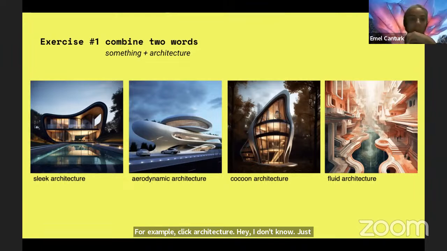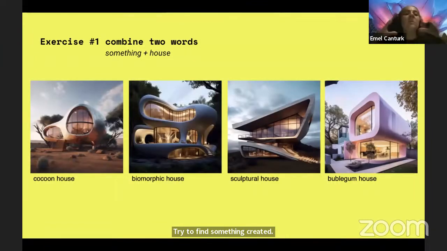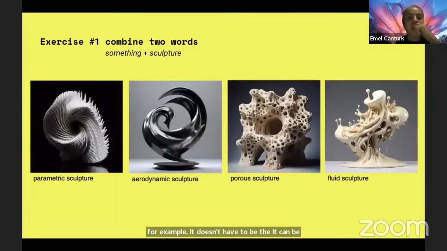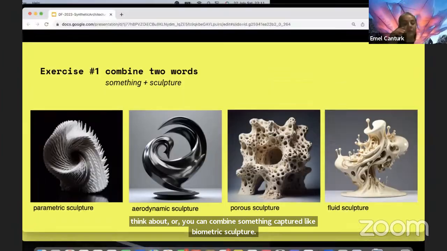So combine two words, or you can combine something house, for example. It doesn't have to be just architecture. It can be cocoon house, geomorphic house, sculptural house, bubblegum house. You can think about more things, or you can combine something sculpture, like parametric sculpture, aerodynamic sculpture, porous sculpture, or fluid sculpture.